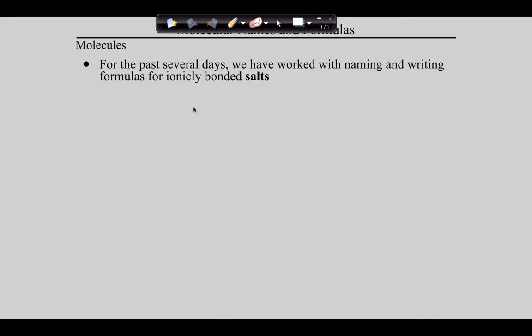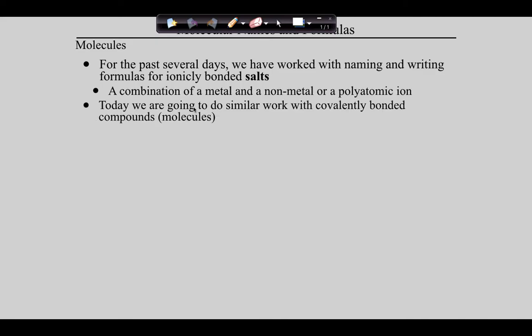Guys, for the past couple days, as I said, we've been playing around with salts. Simple salts, the complex salts. We've talked Roman numerals, we've talked balancing charges, we've talked about parentheses, we've talked polyatomics. All of these are ionically bonded salts. Well guys, today what we're going to do is we're going to do the same work with covalently bonded substances that are called molecules. So guys, remind yourselves, what atom combination creates molecules? Is it metal to metal, metal to nonmetal, metal to metal, or nonmetal to nonmetal?